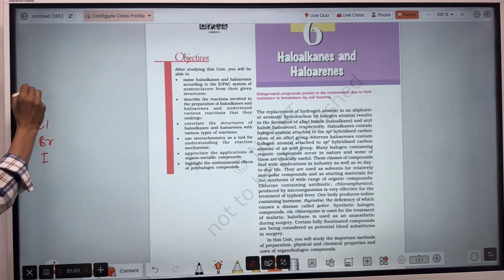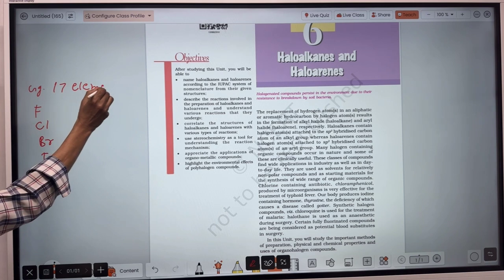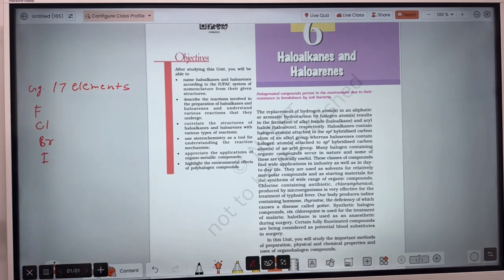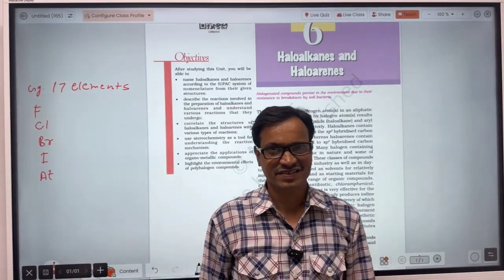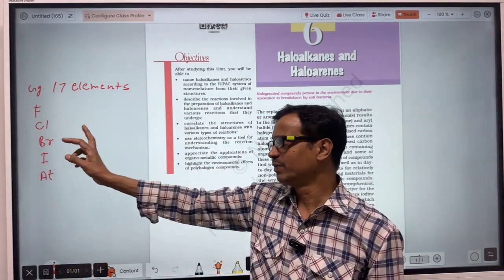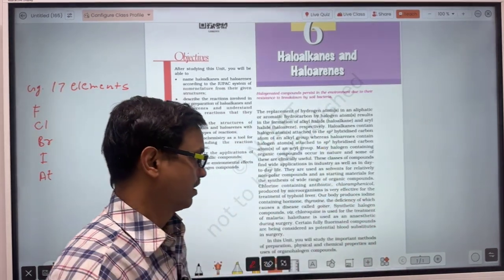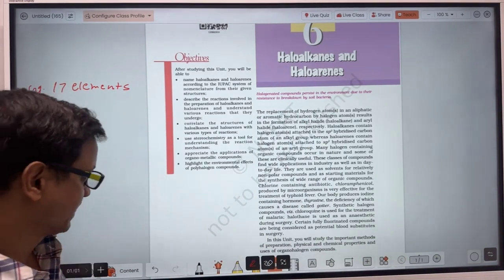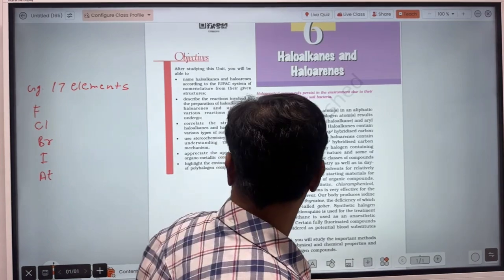That is called halogens, Group 17 elements. In Group 17 there is one more element also, astatine, but usually fluorine, chlorine, bromine and iodine are considered as halogens. Then after that, what is aliphatic hydrocarbon and what is aromatic hydrocarbon?